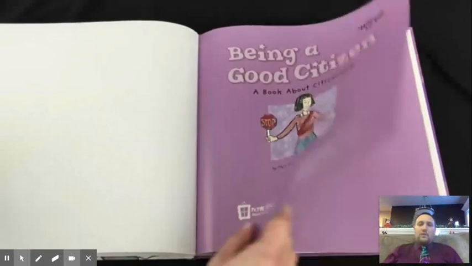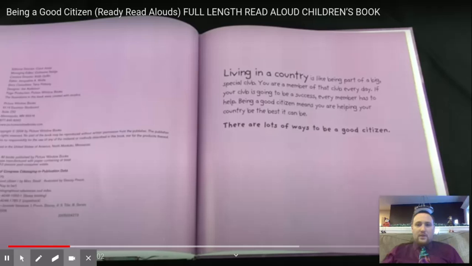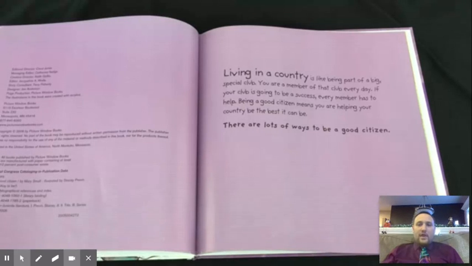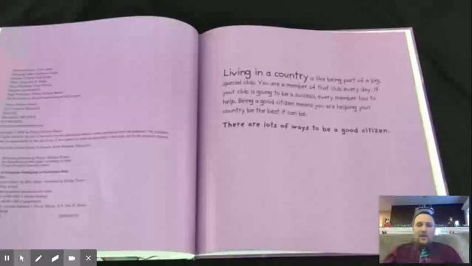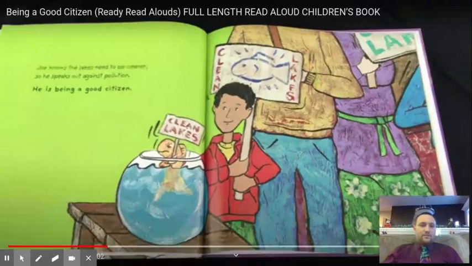A book about citizenship. Living in a country is like being part of a big special club. You are a member of that club every day. If your club is going to be a success, every member has to help. Being a good citizen means you are helping out your country be the best it can be. There are lots of ways to be a good citizen.